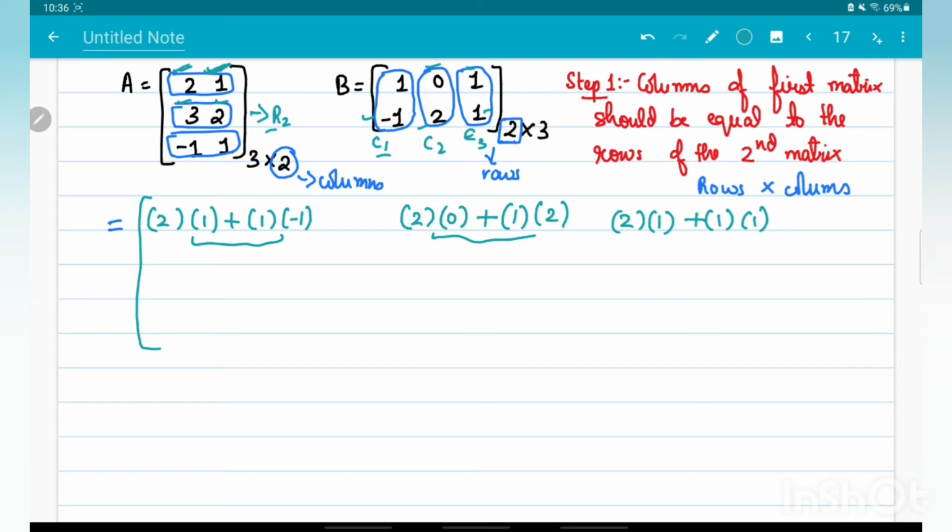So the first element of this is 3. I'll multiply with the first element of the column 1, that is 1. So 3 will be multiplied with 1. I'll put a plus symbol. Then I'll multiply this element 2 with the second element of the first column. So 2 will be multiplied with minus 1.